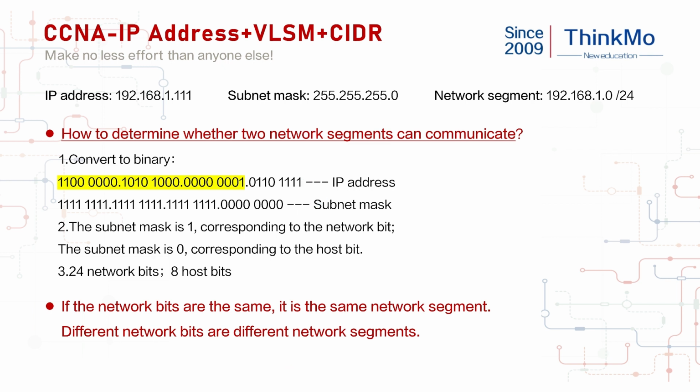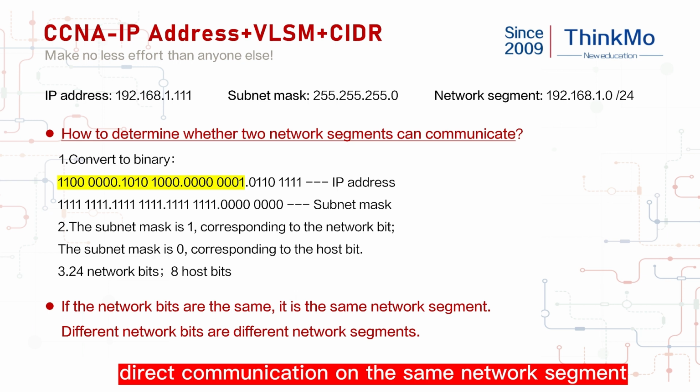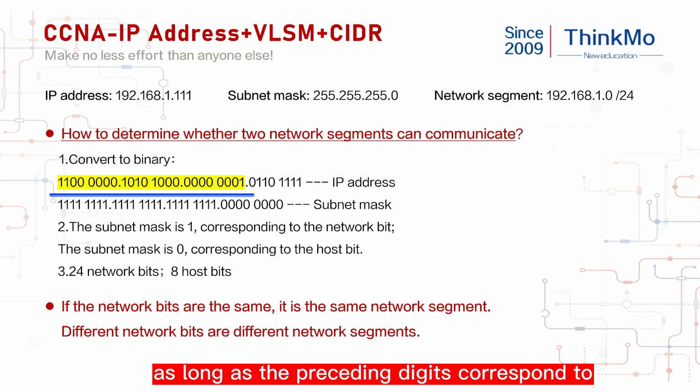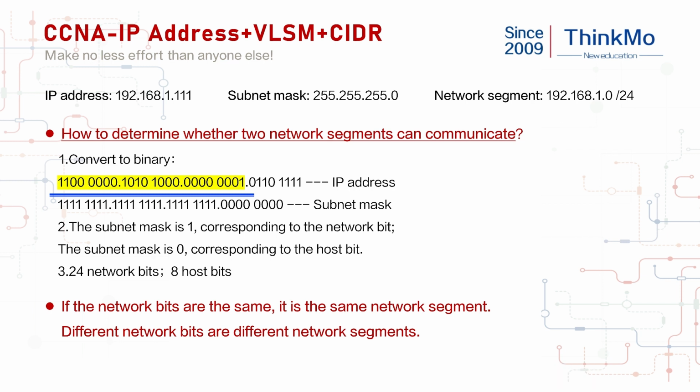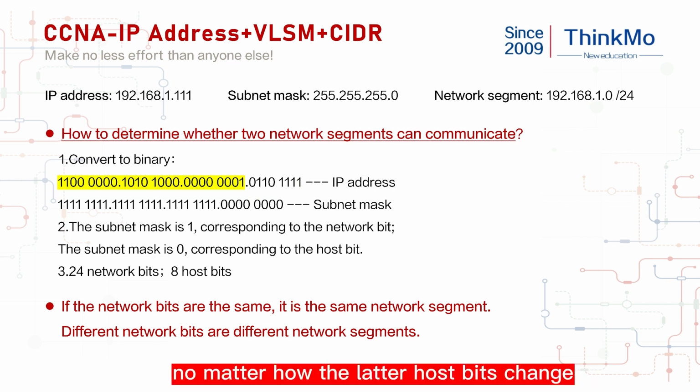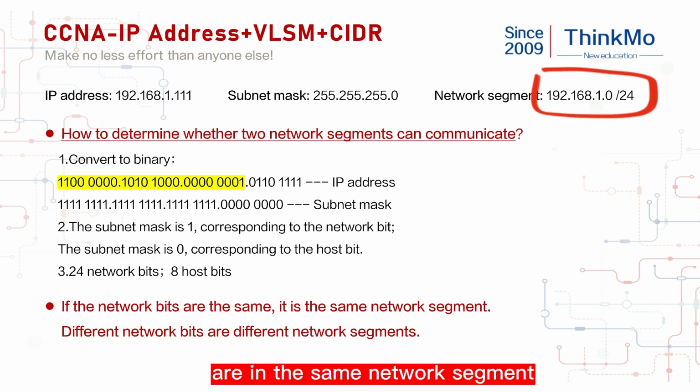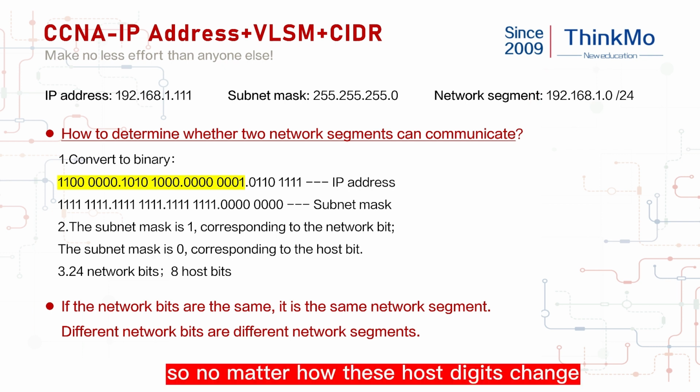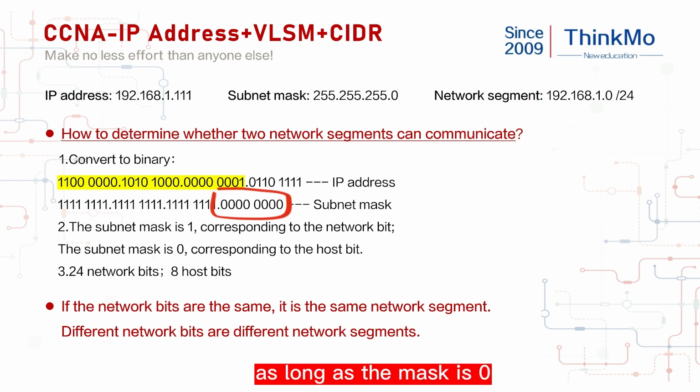Then what do we say? Direct communication happens on the same network segment. Different network segments cannot communicate directly. It means that when you convert an IP address to binary, as long as the preceding digits correspond, no matter how the latter host bits change, both can communicate directly. As long as the previous part is the same, they are in the same network segment. So no matter how these host digits change, as long as the mask bits are 0, they can communicate directly.